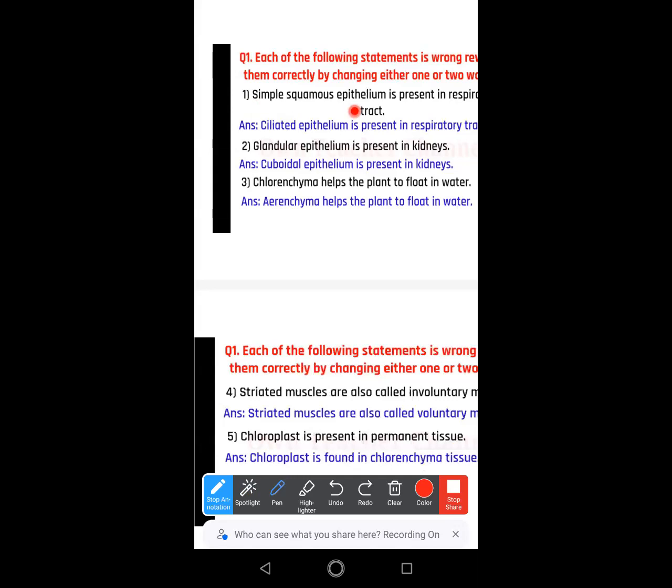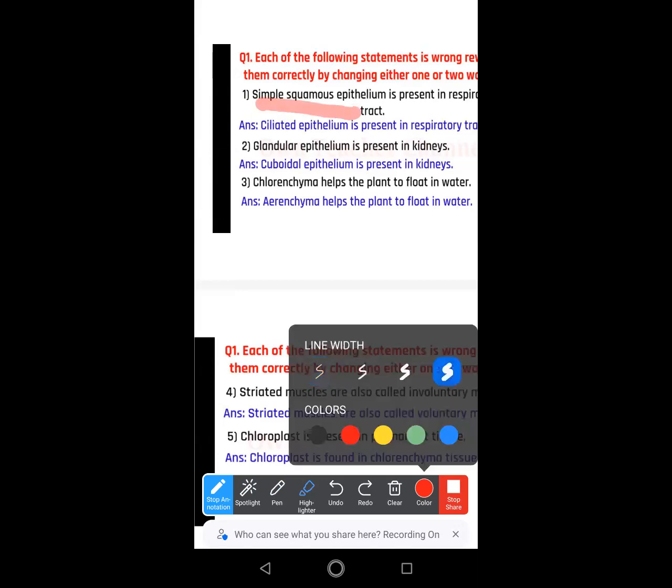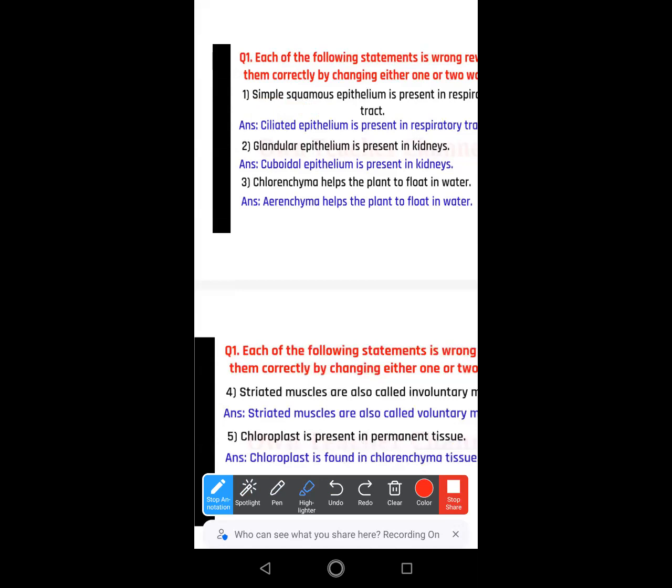Pen is not working here, so I will go for the highlighter. Simple squamous epithelium. This is the wrong statement. This is the wrong word.